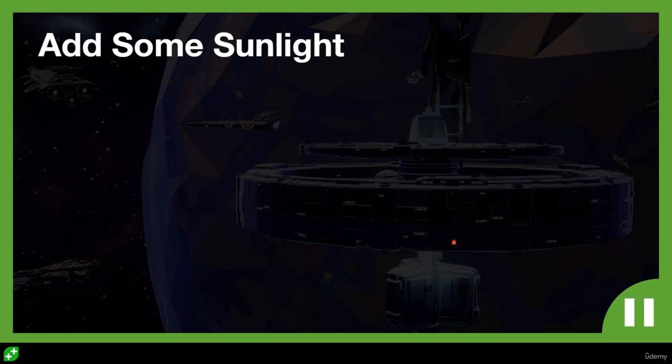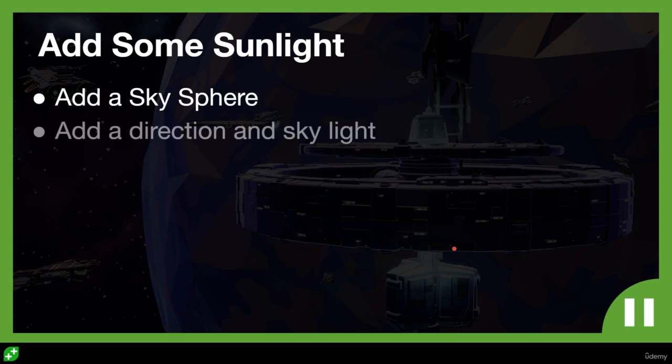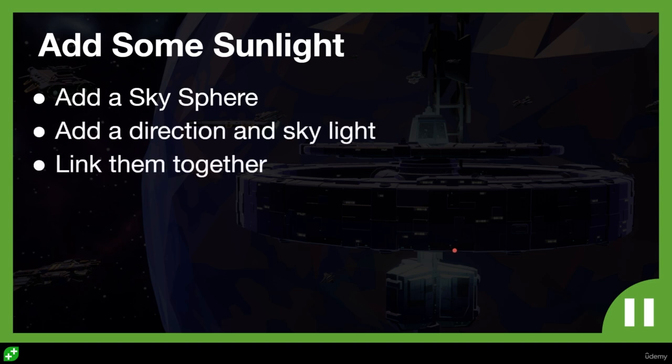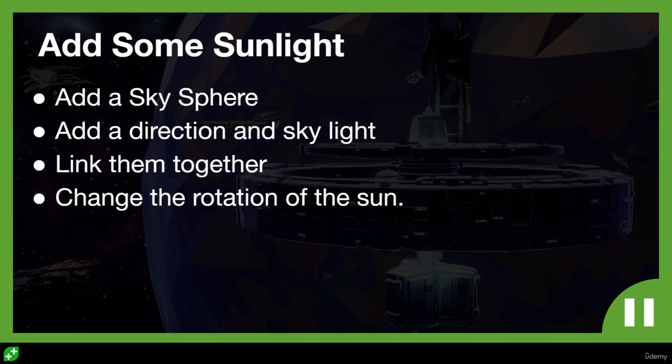So I'd like to challenge you to add some sunlight to your own scene. So you're going to add a sky sphere, add a directional light and a skylight, and link them together as I've just done, so that when you move the directional light, it can update the material for the sky sphere. And the skylight then can recapture the light from that sky sphere and change the rotation of the sun. Maybe you want a different mood to your game. Mine's more high in the sky, but you might want a lower sun to represent a later time in the day. Pause the video and have a go.